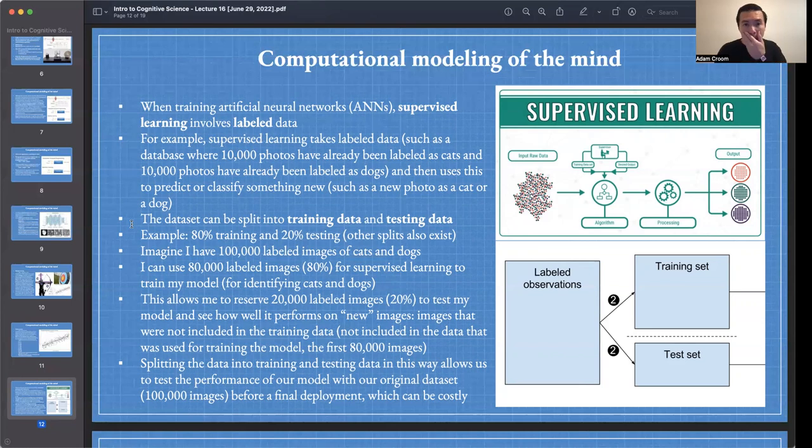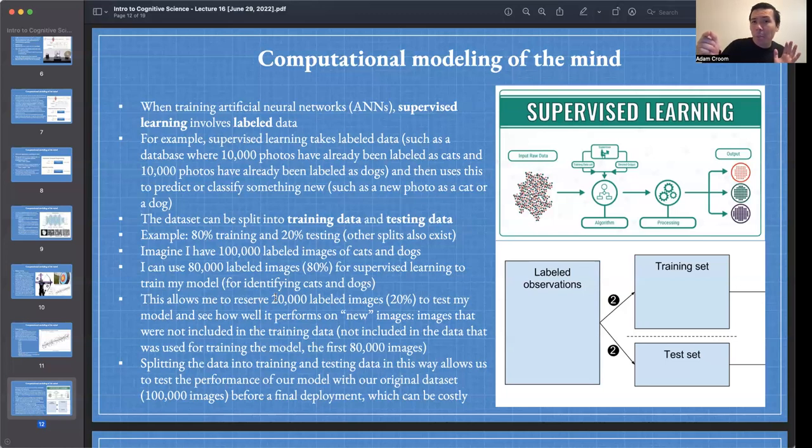So you see the great thing here is that I have access to 100,000 labeled images. So I have 100,000 instances where I know whether that image is of a cat or a dog. Now I can use 80,000 to train my model. And then I can test my model on new data, data that I have in my data set, but which was not used to train the model. Since that data was not used to train the model, I can use it to test my model. So, say image number 80,001 wasn't included in the training set. I can now provide that to my object recognition program and see if it correctly identifies that image as a cat or a dog.